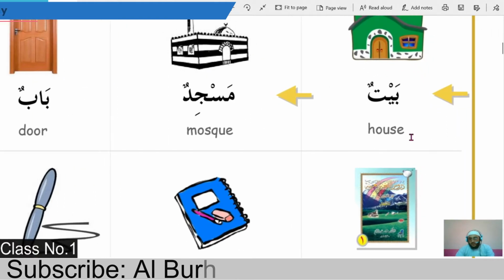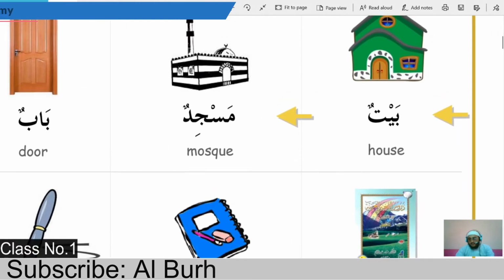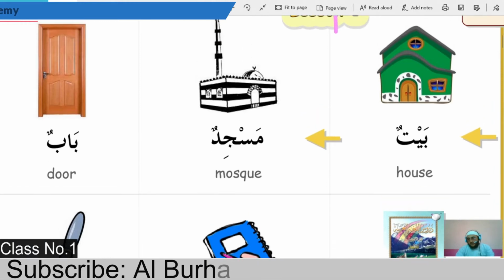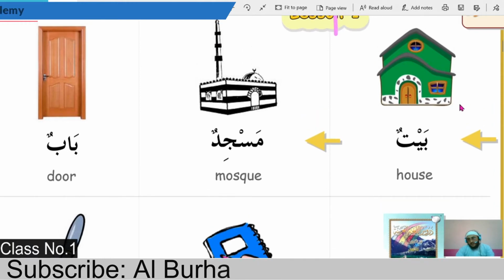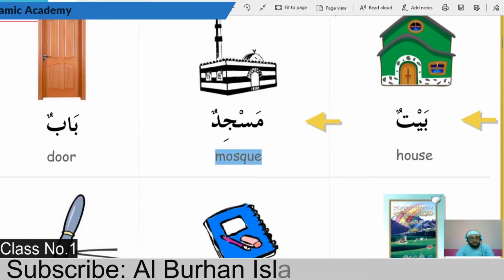The first lesson, lesson number 1. Okay, so the first one is here. It is بيت. بيت used for house. Next, masjidun. Masjidun used for mosque.